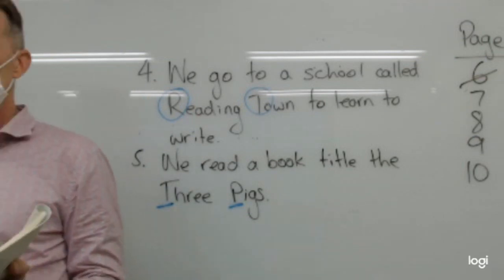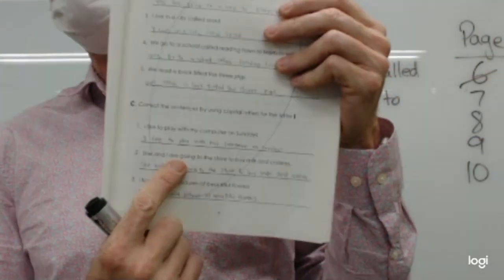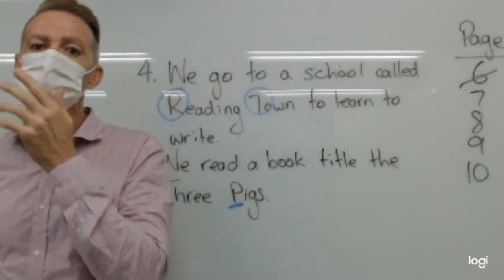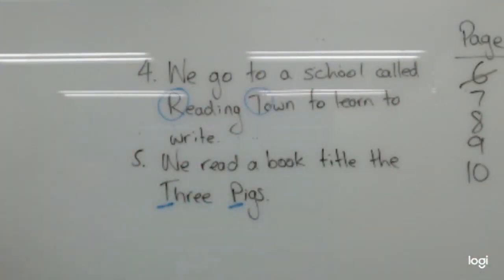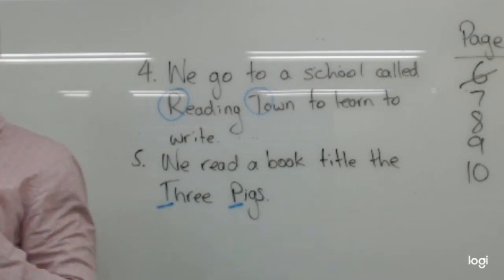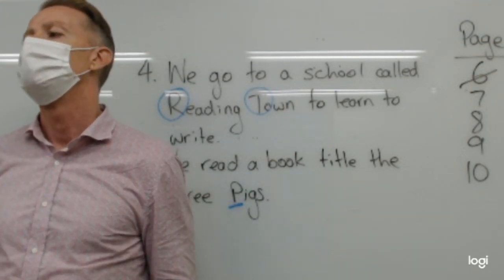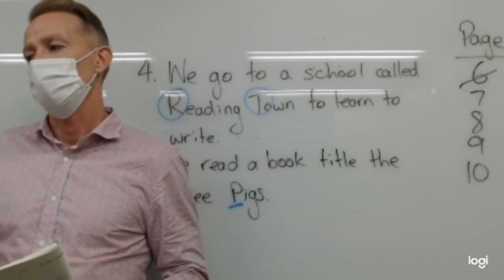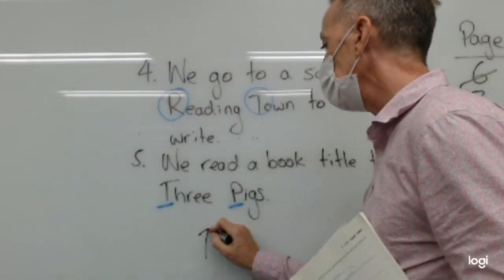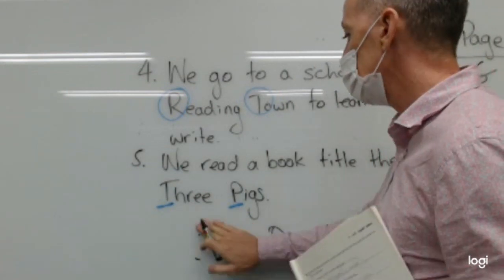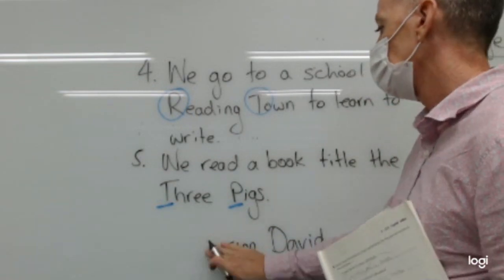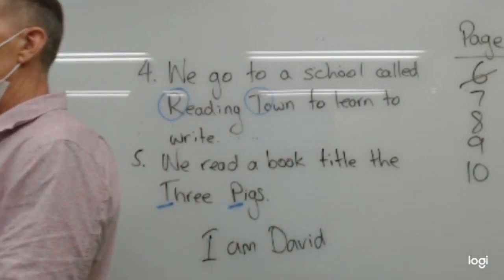You have to fix the letter, capital I. Alright, James, go. Capital I. So, I like to play with my computer on Sunday. Capital I. I like to play with my computers on Sundays. When I is the only letter, then you must have capital. So I am David. You cannot say i am David. I, capital.